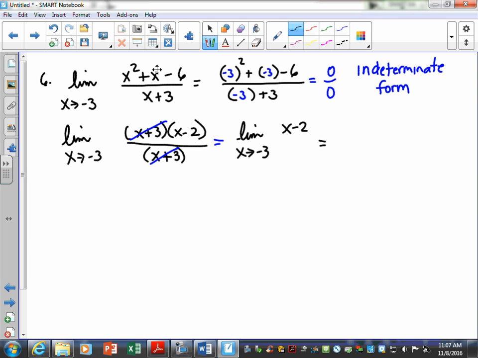So this would just be, what, -3 minus 2 is equal to -5. Okay, so we typically always like to try direct substitution first. If you find yourself at 0 over 0, it's indeterminate form. One of the things we try to do is to factor and cancel like factors. So let's try another one of those.